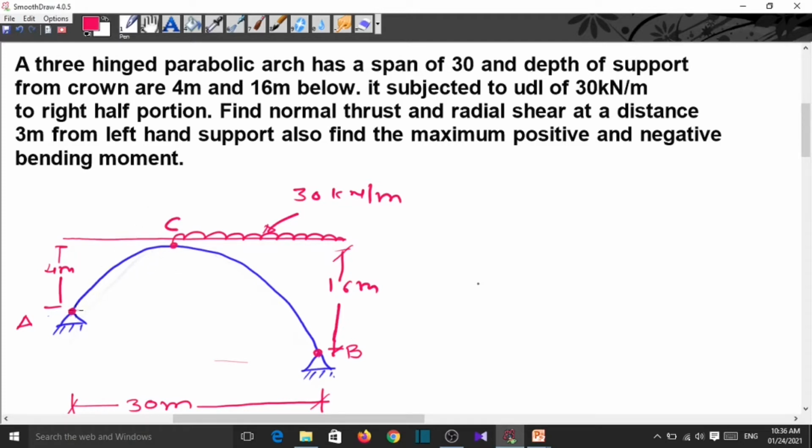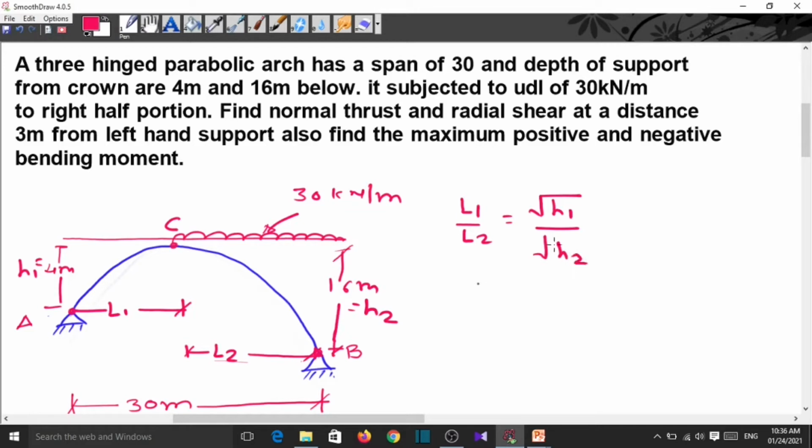So suppose we call this L1 and this L2. We denote this as H1 and this as H2. So first is to find L1 and L2. For the parabolic arch, this is the formula: L1 divided by L2 is equal to under root H1 divided by under root H2.